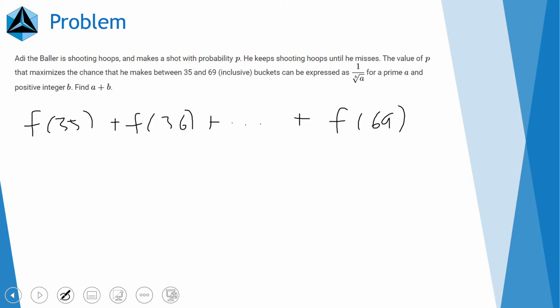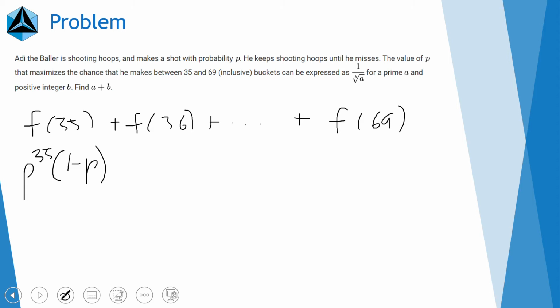So f of 35, what is f of 35? The chance that Audie makes his first 35 shots is p to the 35. But remember, in order to make exactly 35 buckets, he not only has to make the first 35 shots, he also has to miss the next one. And that happens with probability 1 minus p.